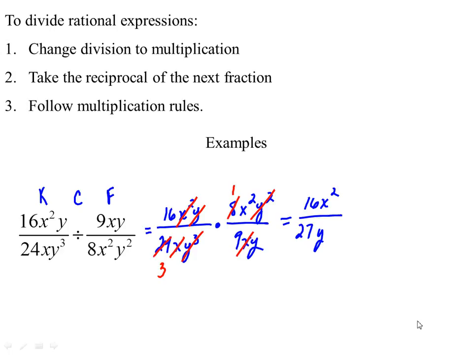Anytime you see a division sign, the first thing you want to do is keep, change, and flip. For example, you're going to keep the first one as is, change your division to multiplication, and flip that second fraction. Now, in this particular problem, we have all monomials, so none of these will factor. And that does allow you to just start canceling out.